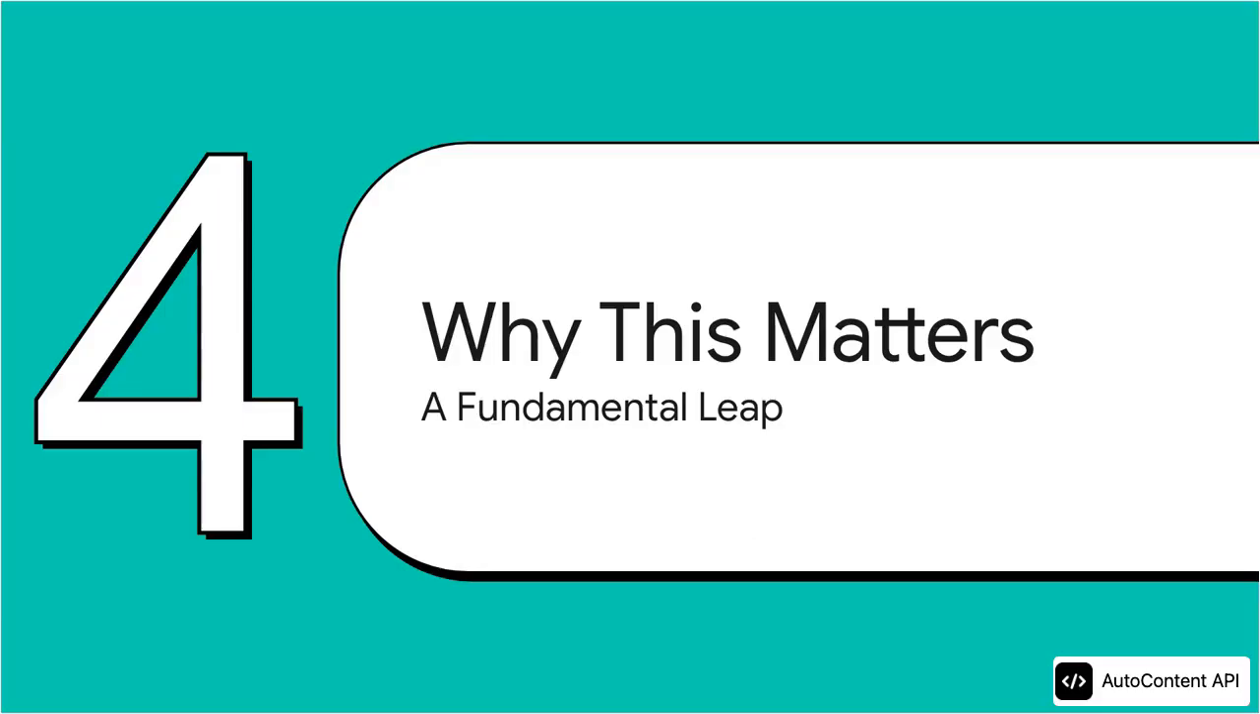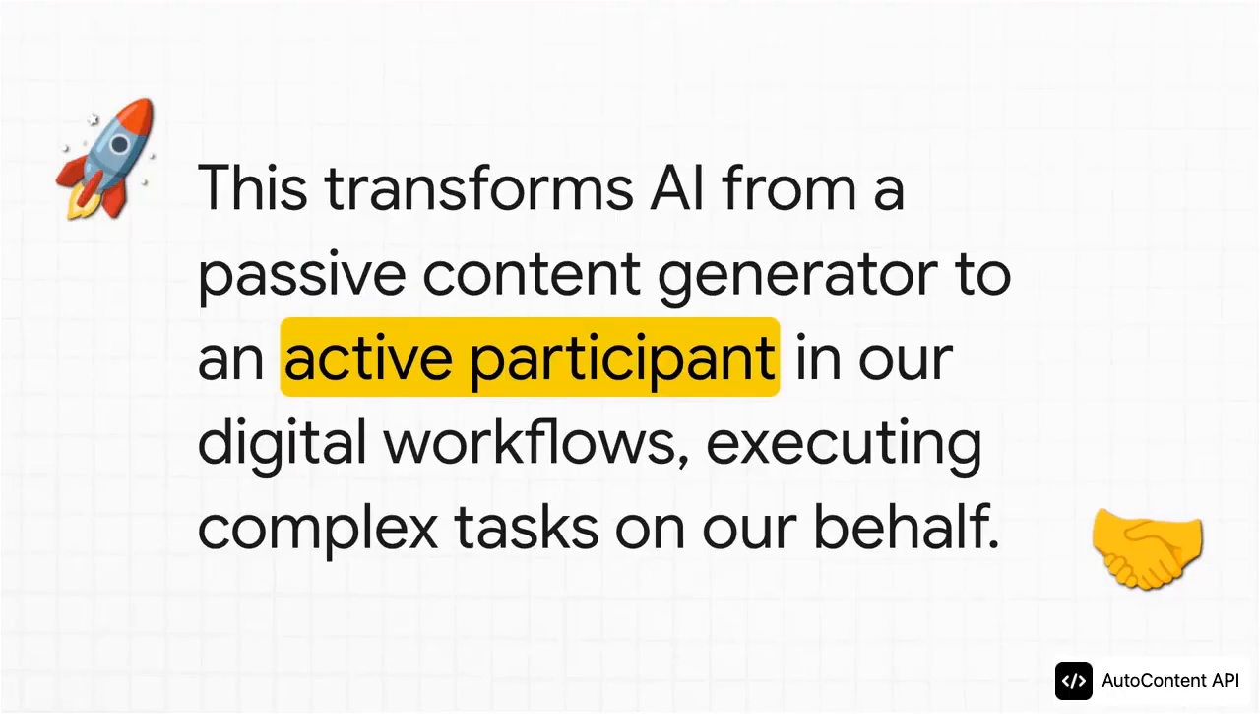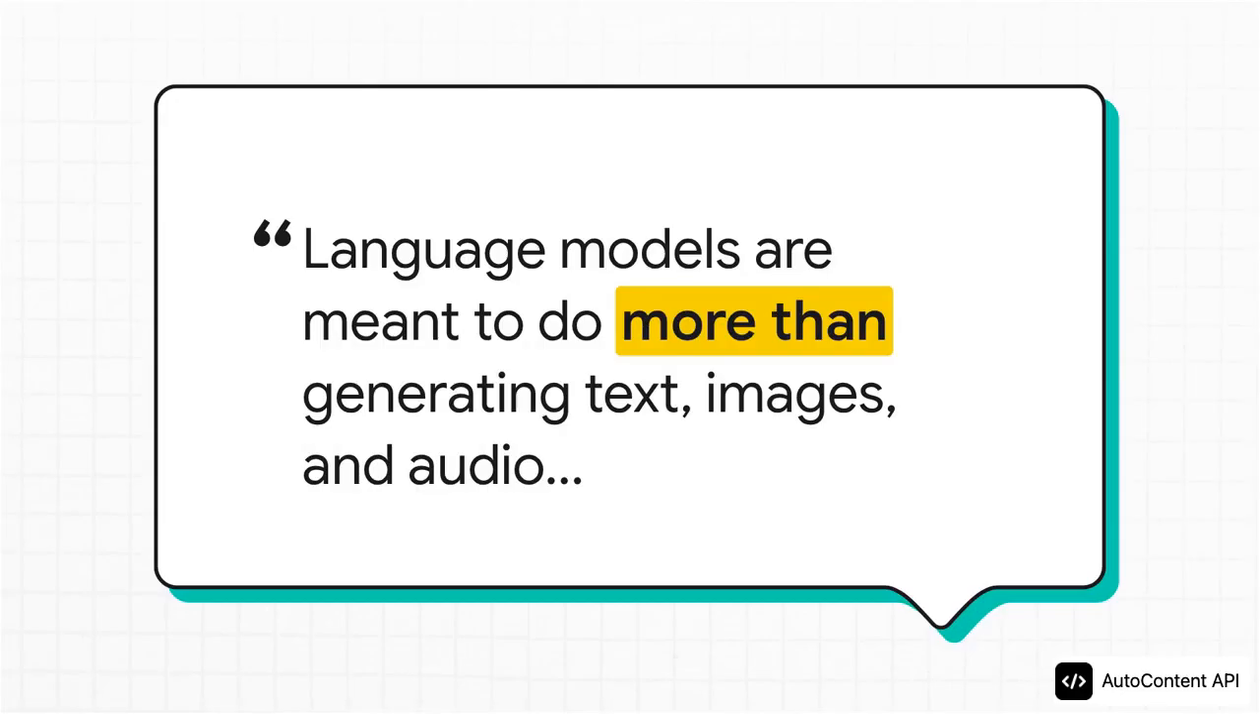So let's zoom out. Why is this whole move from a model to an agent such a fundamental, game-changing leap for artificial intelligence? The reason this changes absolutely everything is that it transforms AI from a passive tool into an active participant in our digital lives. AI is no longer just for brainstorming ideas or drafting an email. It's becoming a true partner that can actually execute complex projects for us. The core belief here is that language models are meant to do more than generating text, images, and audio. This whole new platform is designed to let them tackle complex, real-world tasks at a huge scale. It's really about unlocking a whole new level of what AI can do.